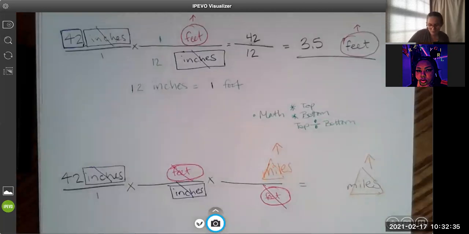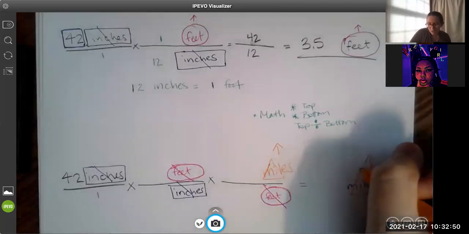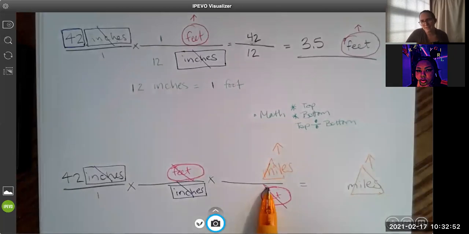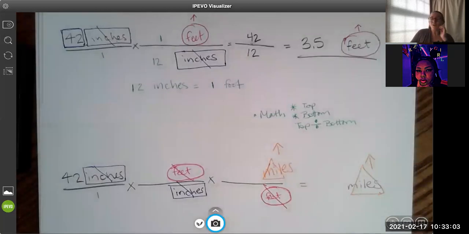What's the unit that you're left with on top? The unit is miles. And what are you solving for? Miles. Do you have what you want on the top of the last thing? There's so many miles and feet and inches. I don't know. Because there are a lot of them, and you're right. There's multiple steps here now.